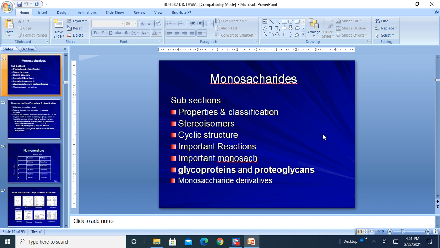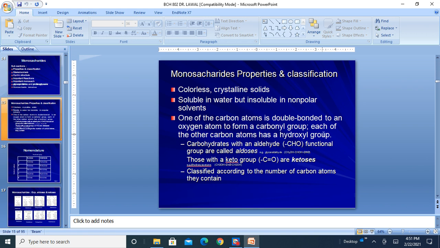The monosaccharides have some properties. Some of their properties include being colorless and being crystalline solids. They are soluble in water but very insoluble in nonpolar solvents. One of the carbon atoms is double bonded to an oxygen atom to form a carbonyl.